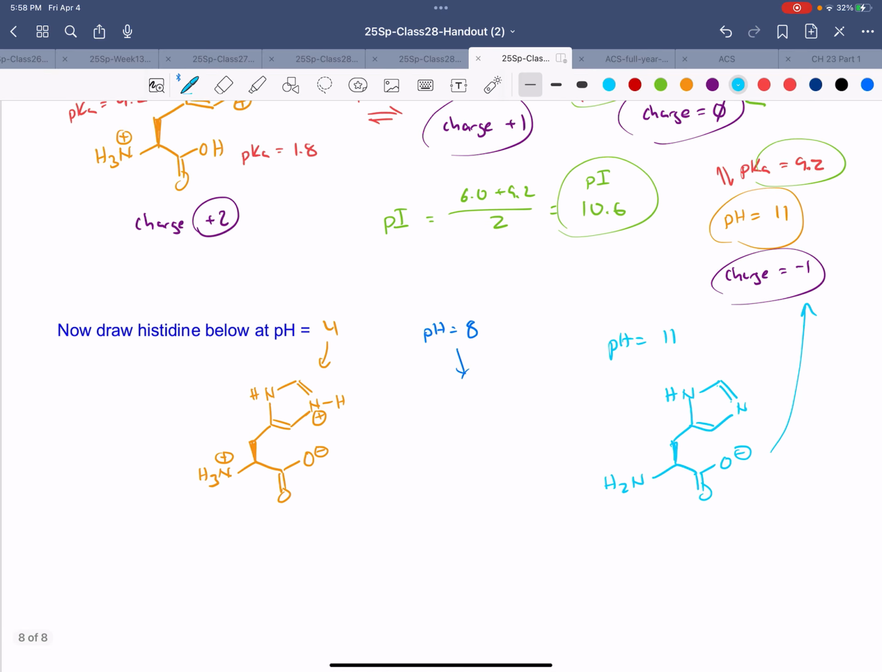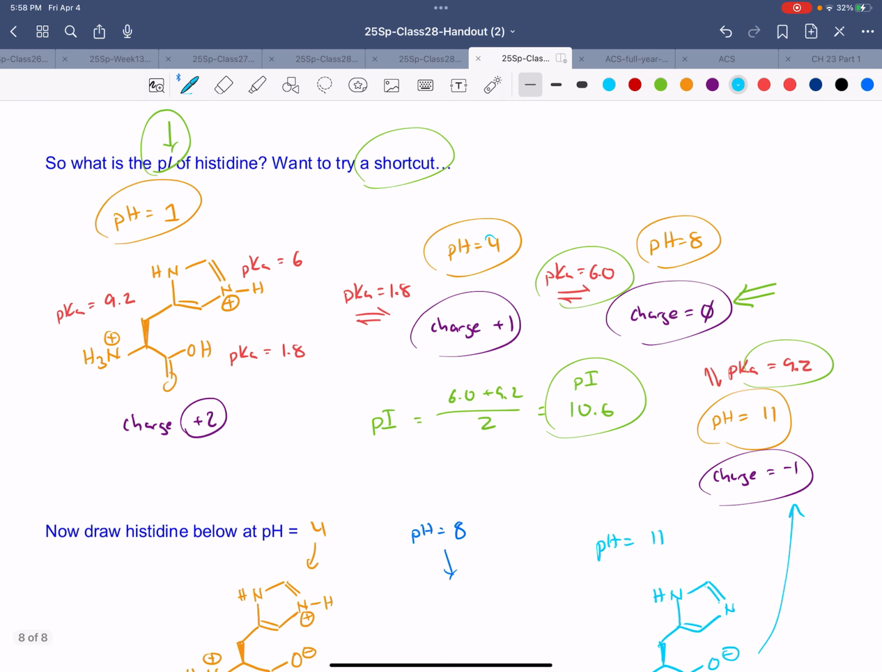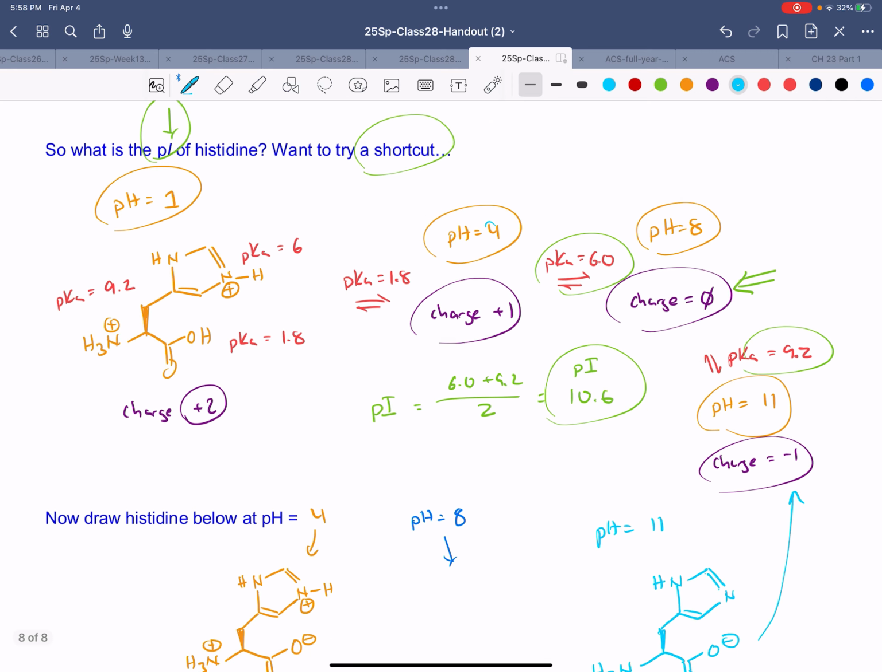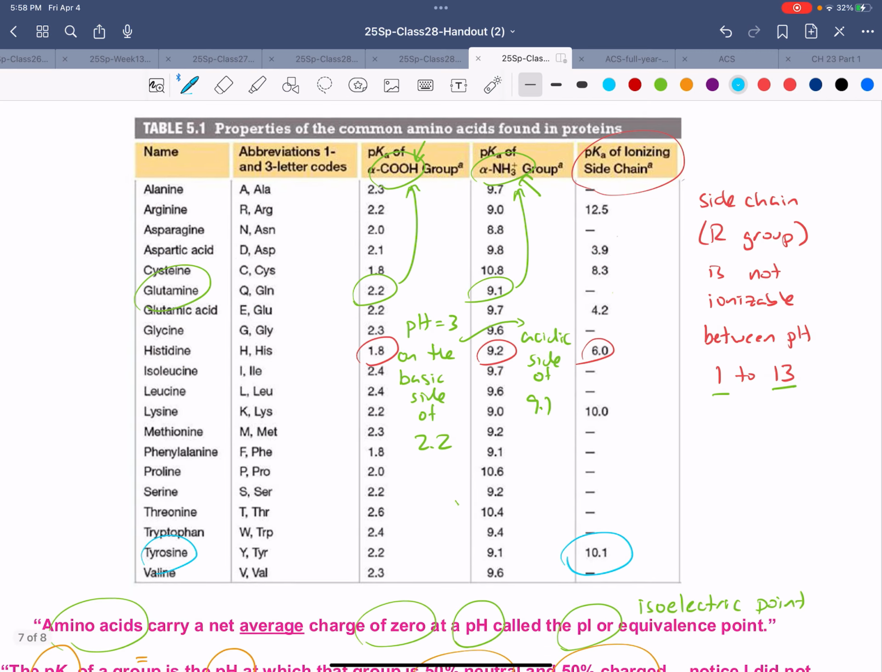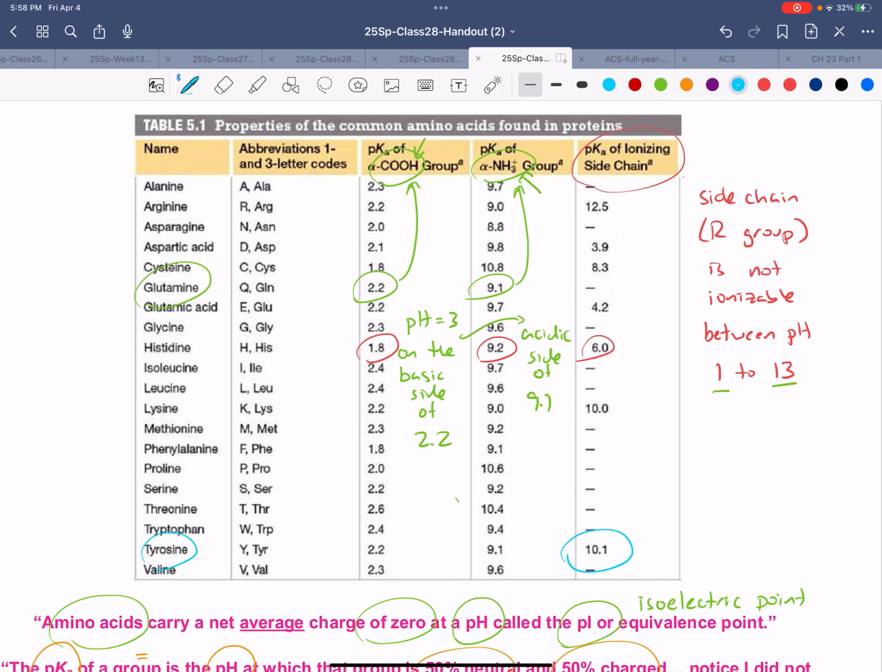That is the last page of this handout. This shows you how to calculate the PI for, in this case, histidine. You could always practice, because I don't have the PI here, but you could look up the PI. Look up the PI for instance, cysteine. Look at cysteine, actually. We're going to look at the structure in just a bit.